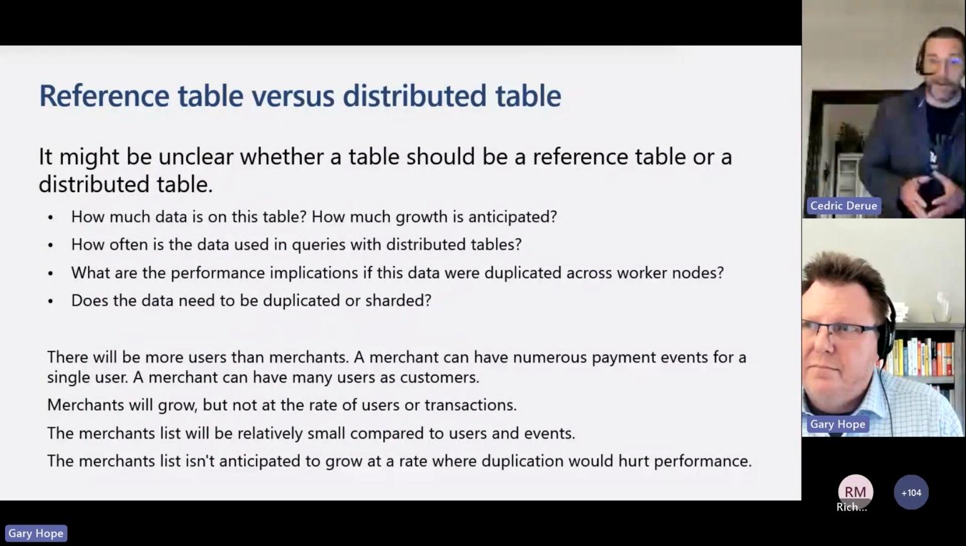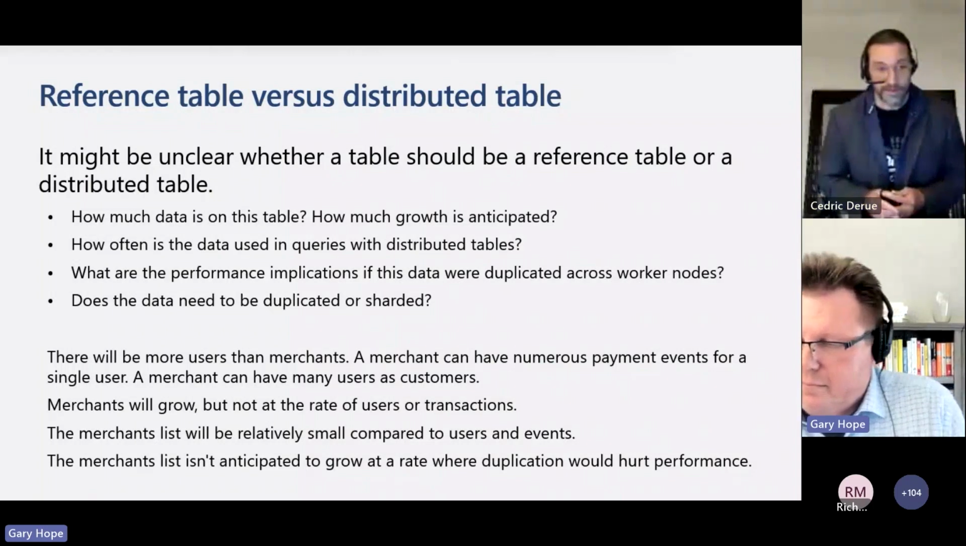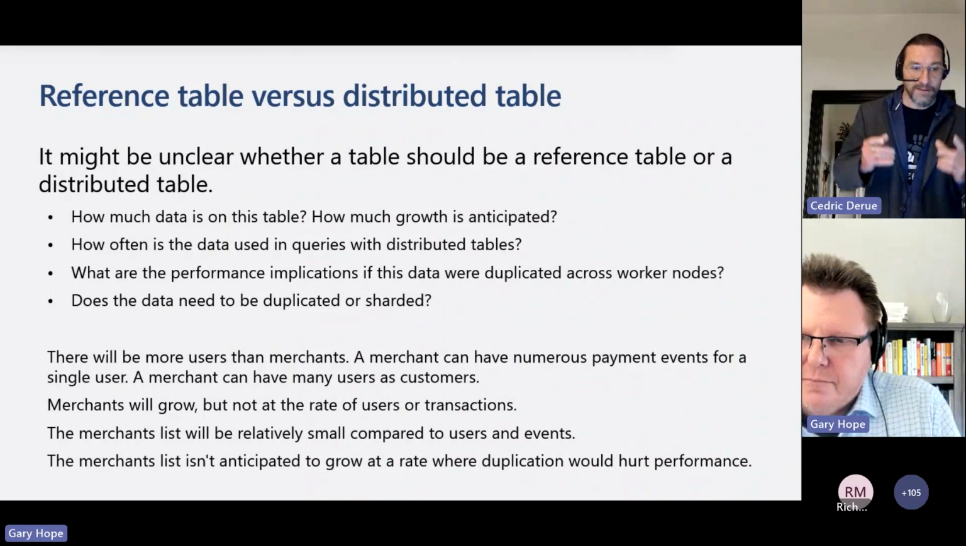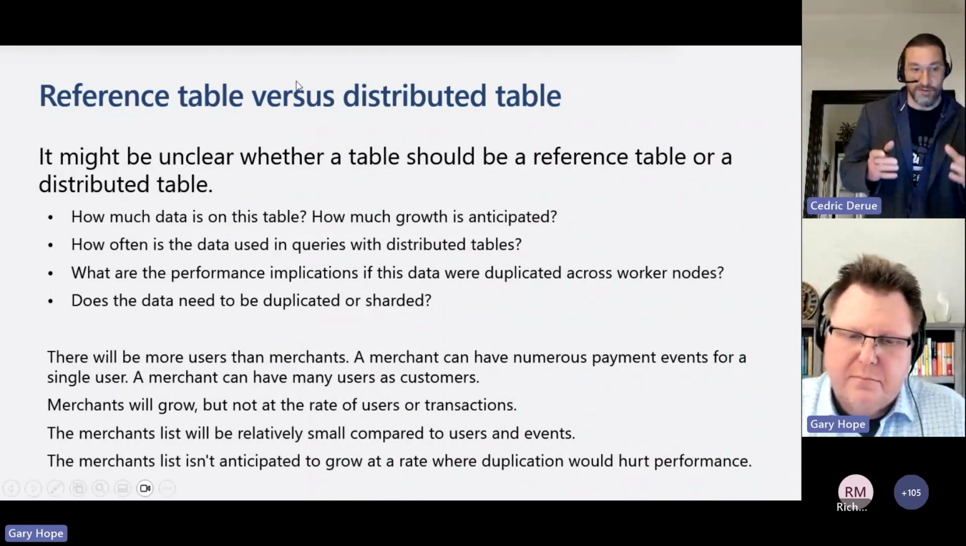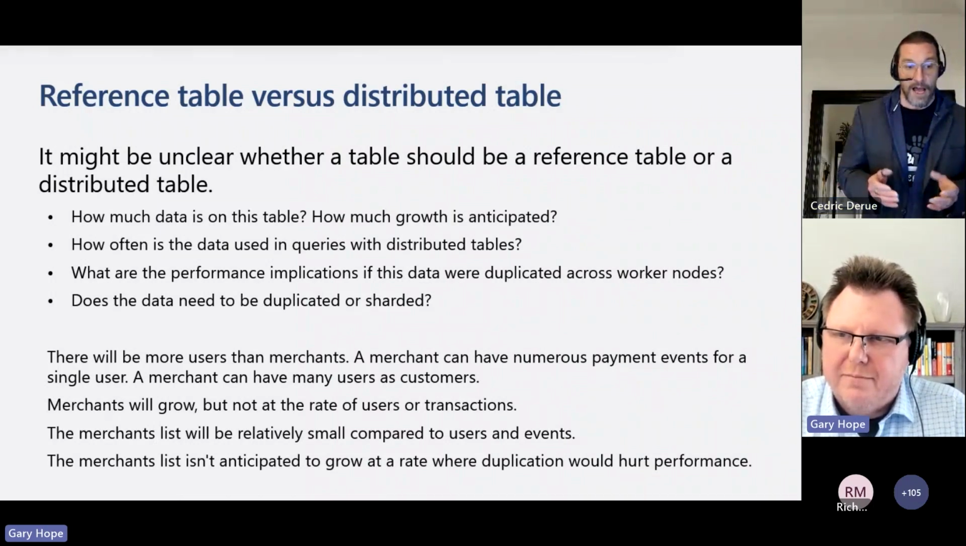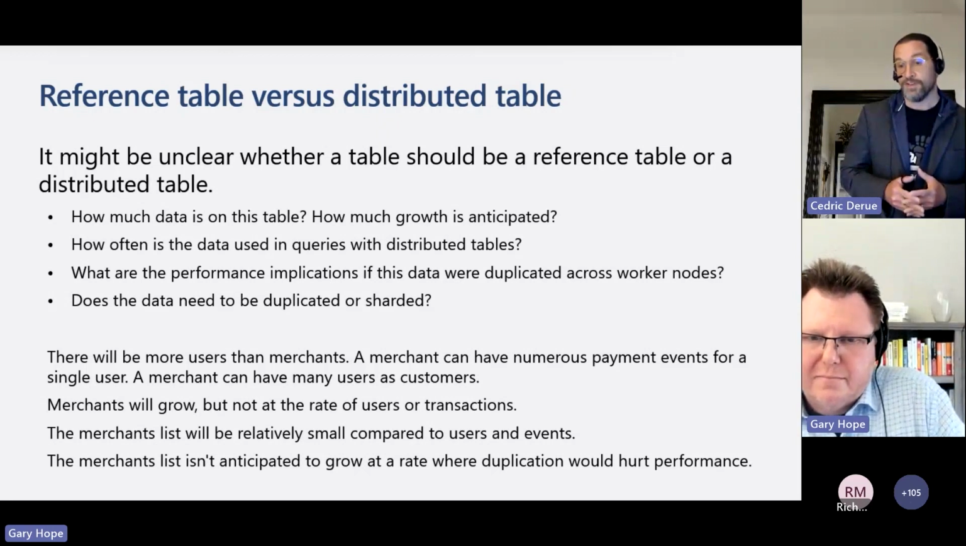So it may be unclear whether a table should be a reference table or a distributed table. To solve the challenge, we have to keep in mind the following questions. How much data is in this table and how much growth is anticipated? How often is the data used in queries with distributed tables? What are the performance implications if this data were duplicated across worker nodes? And finally, does the data need to be duplicated or sharded?